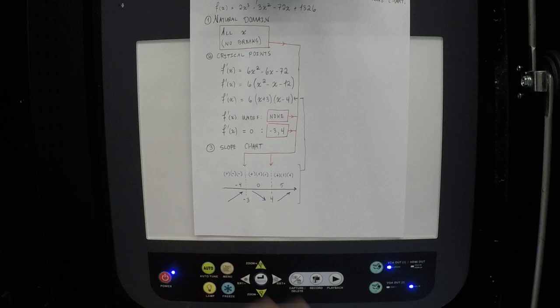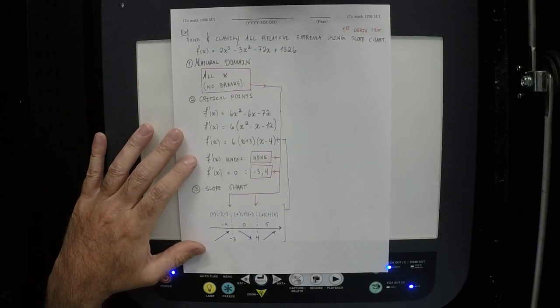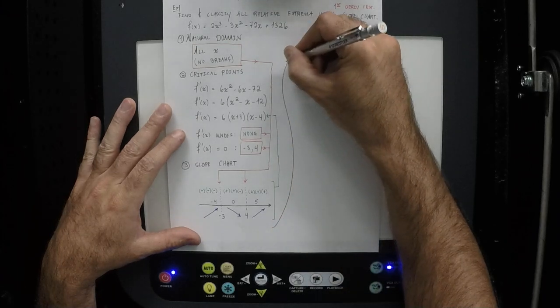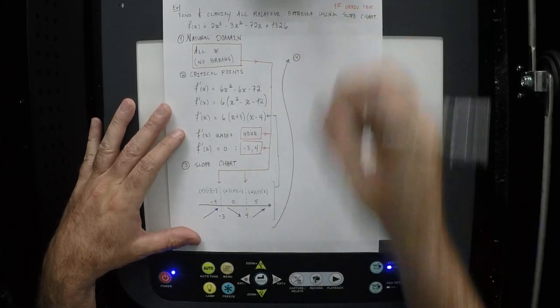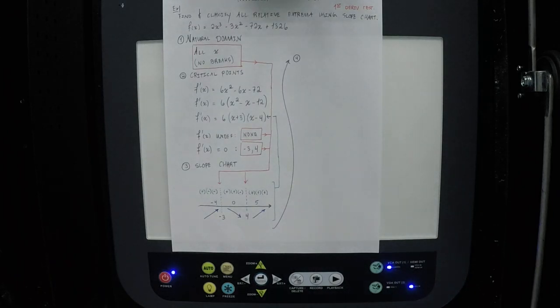Okay. Any question about getting to here? Now, what bearing does this have on the actual question that was to be answered? Right, the underlying question, because this exercise gave you a goal and also the method you were supposed to take to get to that goal. The goal was to find and classify all relative extrema. That's the goal. And then you're supposed to do it using a sign chart. Well, you've made the sign chart. Slope chart. Using a slope chart. You've made the slope chart. How does the slope chart bear upon the question?